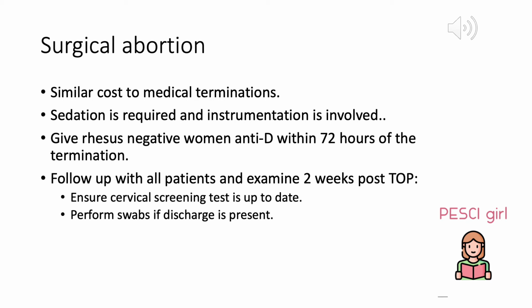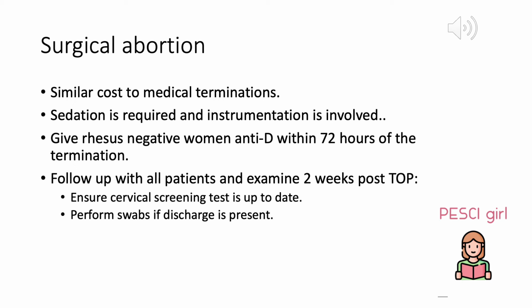Surgical abortion has a similar cost to medical termination, and it can be performed after the 7th week. Sedation is required and instrumentation is involved. The procedure takes 10 minutes, then approximately 2 hours are spent in recovery for early termination up to 12 weeks. For later termination, the procedure can take longer as prostaglandin gel is used to soften the cervix before dilation occurs. We should also give rhesus-negative women anti-D within 72 hours of the termination.